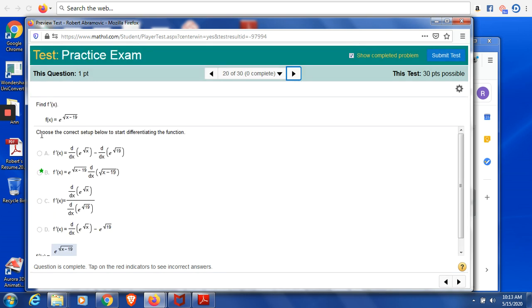We have 11 more questions to go. This is question 20 out of 30. Same question here. Find the derivative of this function.